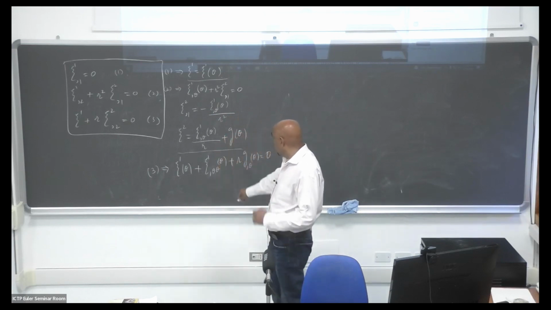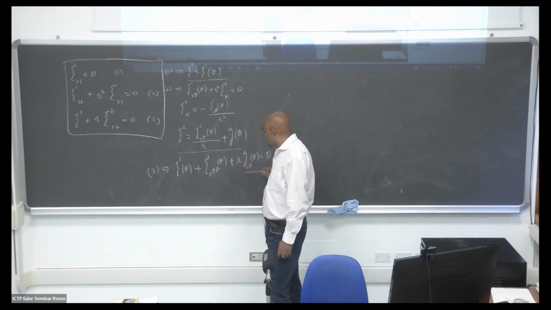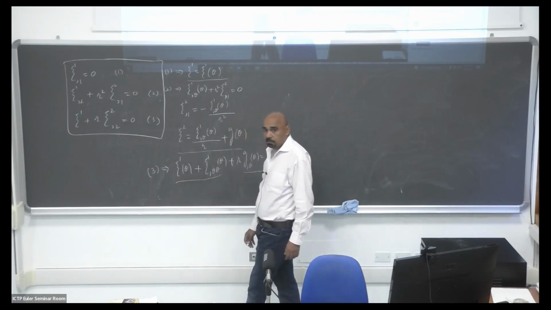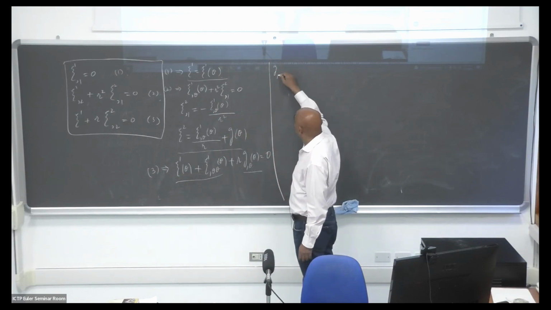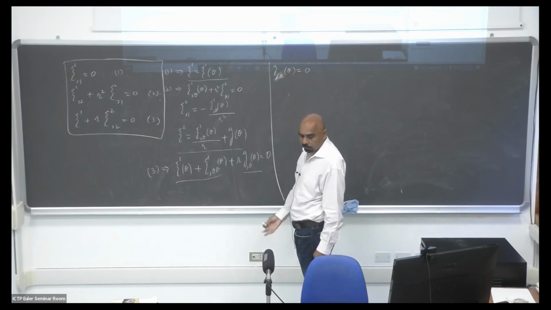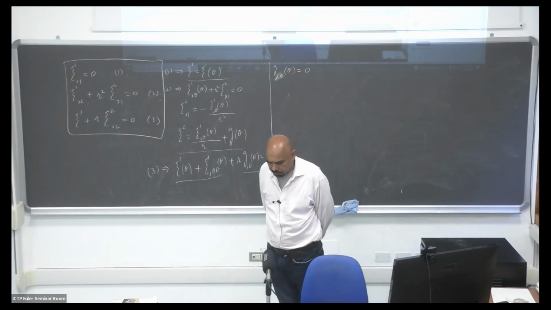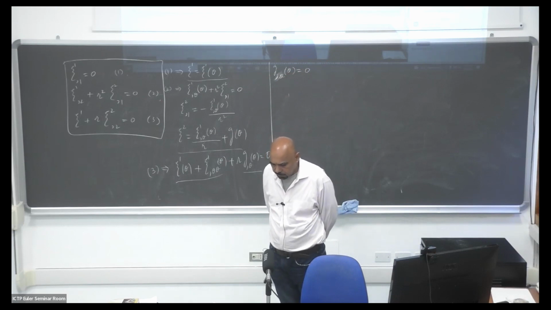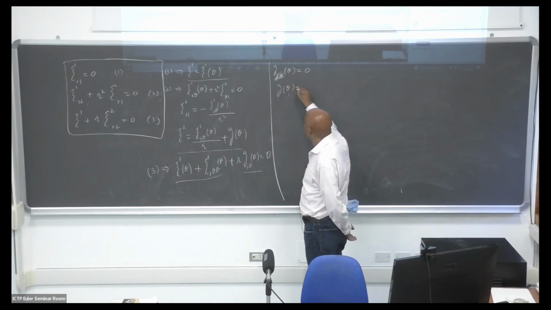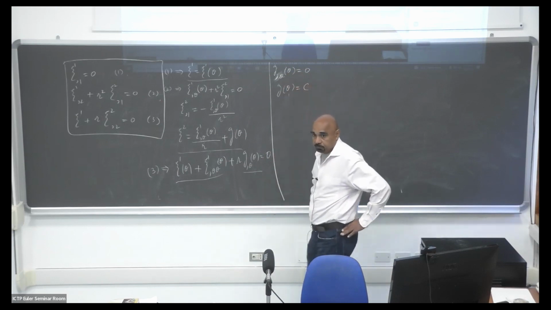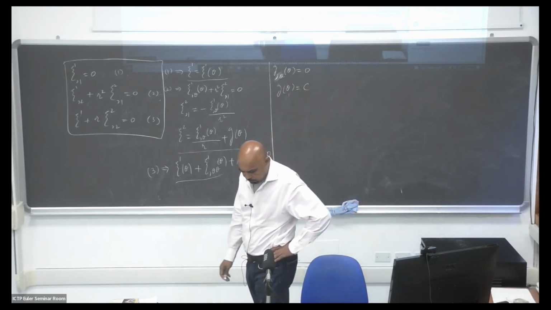Now, if we compare the coefficients of r, this term will be separately equal to 0 and this will be separately equal to 0. So this means g comma theta as a function of theta is equal to 0, which means it does not depend on theta, and it is a constant c.